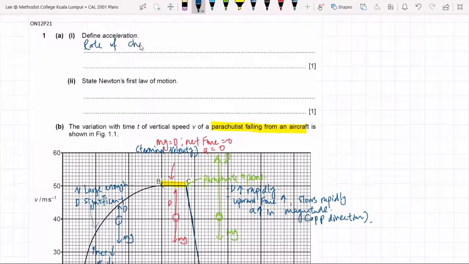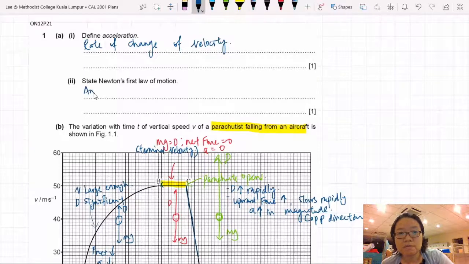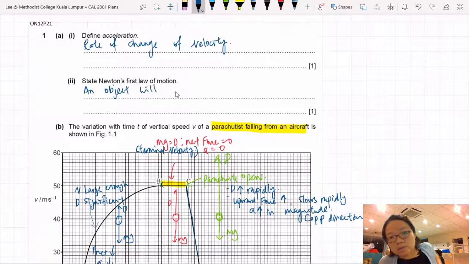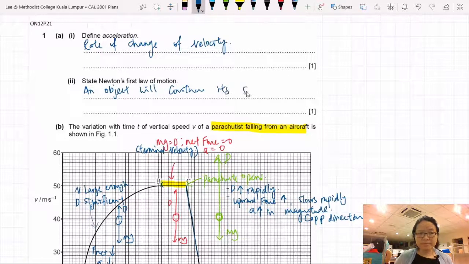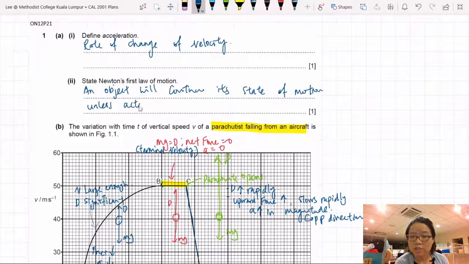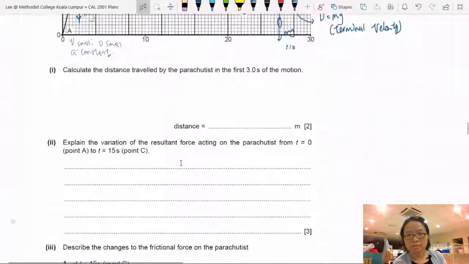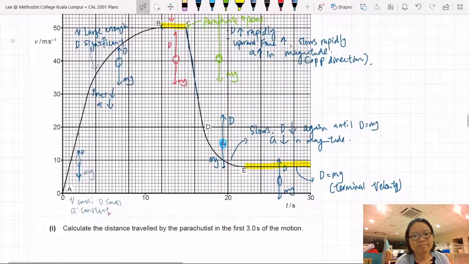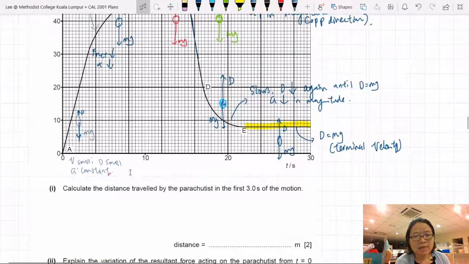So we're going to define some stuff, or just to fill in the question. We define acceleration as rate of change of velocity, and Newton's first law will be an object will not change its state of motion unless acted on by an external force, aka the law of stubbornness. You won't change until you got external force. Okay, so let's see. Calculate the distance traveled by the parachutist in the first 3 seconds of the motion.